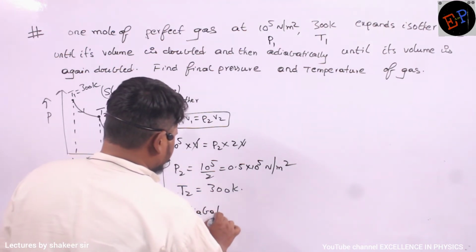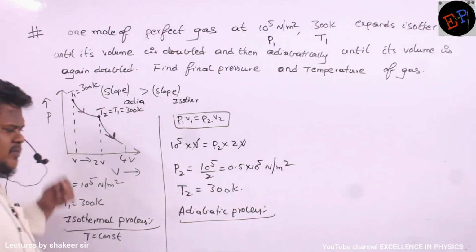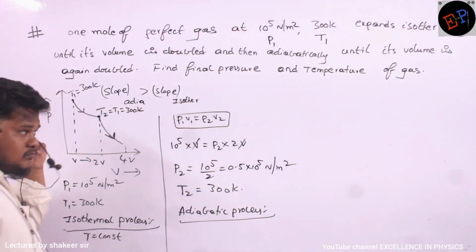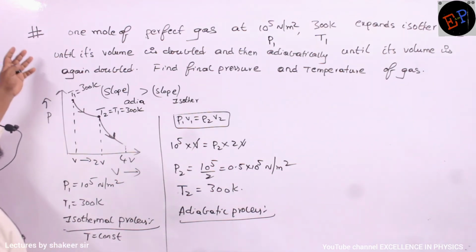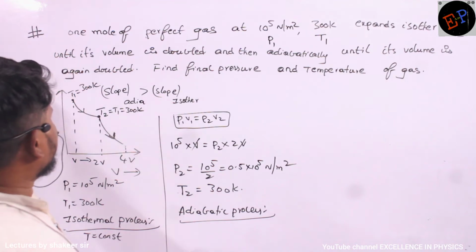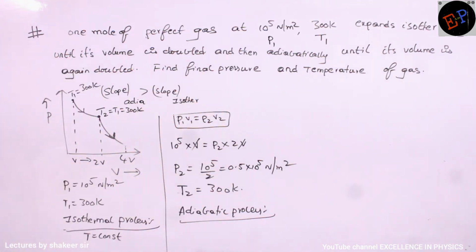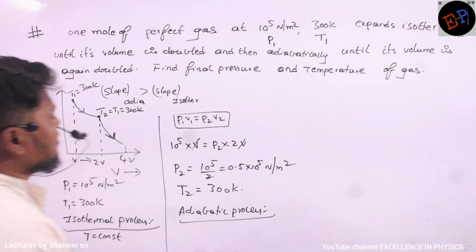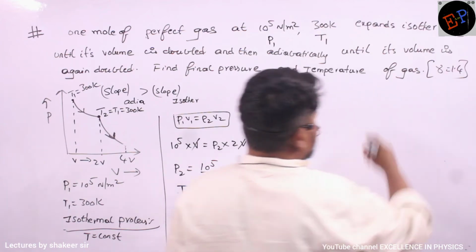Adiabatic process. So in the adiabatic process, what is the relation between pressure and volume? PV power gamma is a constant. What kind of gas is this, monoatomic or diatomic? Perfect gas is okay, but what kind of gas is this? It is not given. Let us see the question. The gamma value is already given in the question itself. So gamma is equal to 1.4. That is what was given.